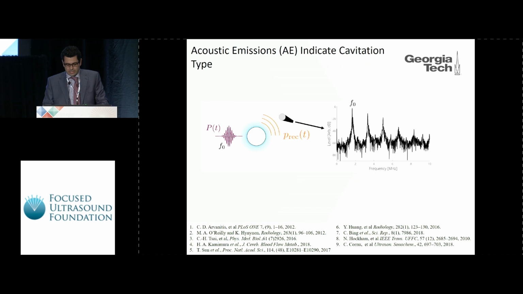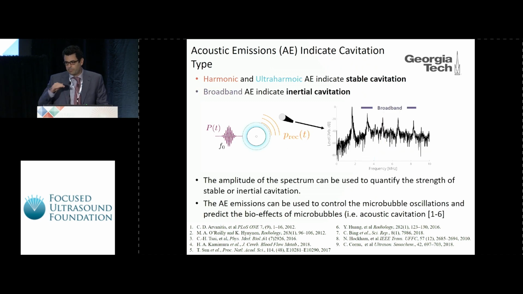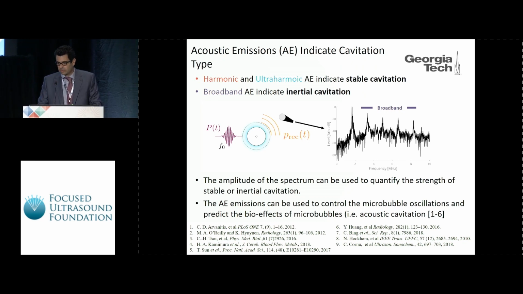In this case, harmonic and ultraharmonic excitations have been used to identify stable cavitation. And you can see here when we have a baseline shift, we can see broadband, as it's called, acoustic emissions. In this case, we can say that the bubbles collapsed and there is inertial cavitation. Using the amplitude of the power spectrum, as you can see on your right-hand side, we can quantify the strength of the microbubble oscillations. And several groups, including ours, have used these acoustic emissions to control the microbubble oscillations and infer the bioeffects that are taking place, as I mentioned before.